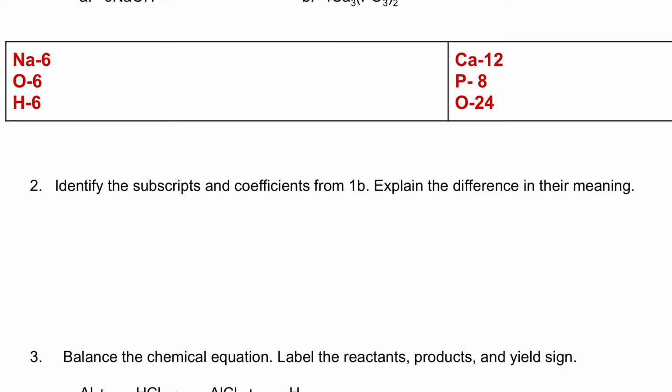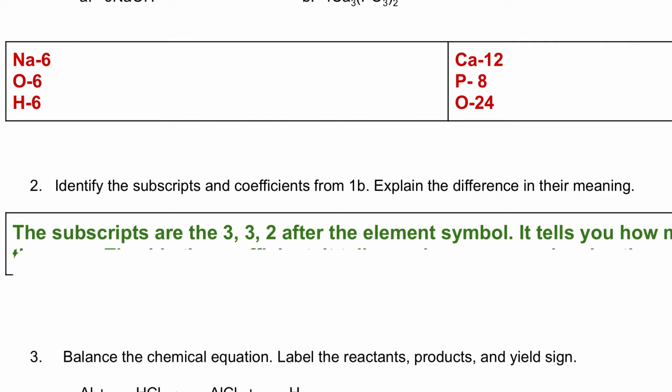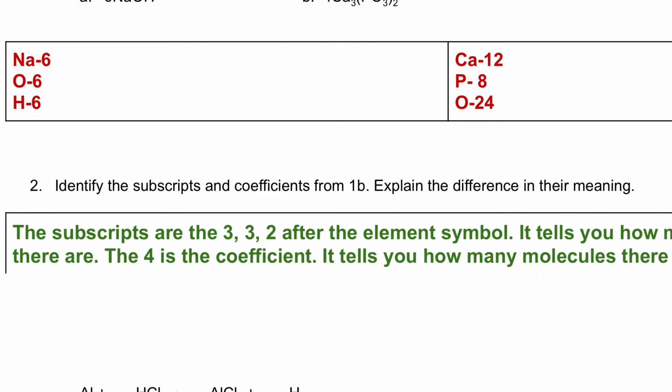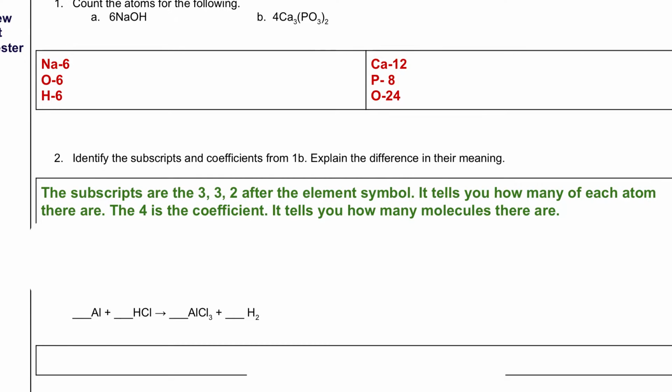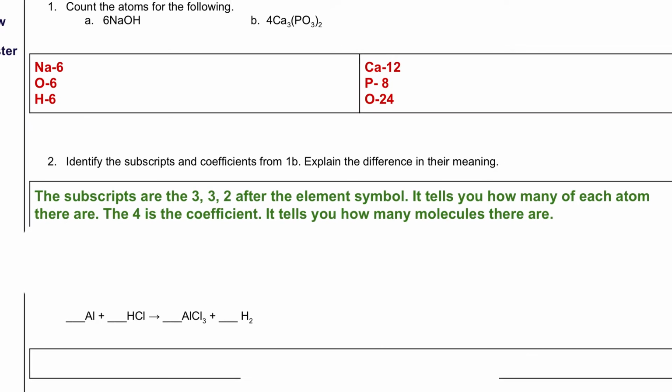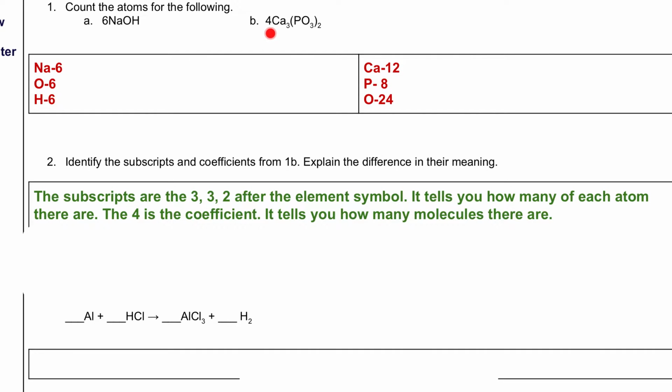The next question says, identify the subscripts and coefficients from 1b. Explain the difference in their meaning. So the subscripts are the 3, 3, and 2. So they are this one, and this one. After the element symbol, it tells you how many of each atom there are. The 4 on the outside of the whole molecule tells you how many molecules there are.